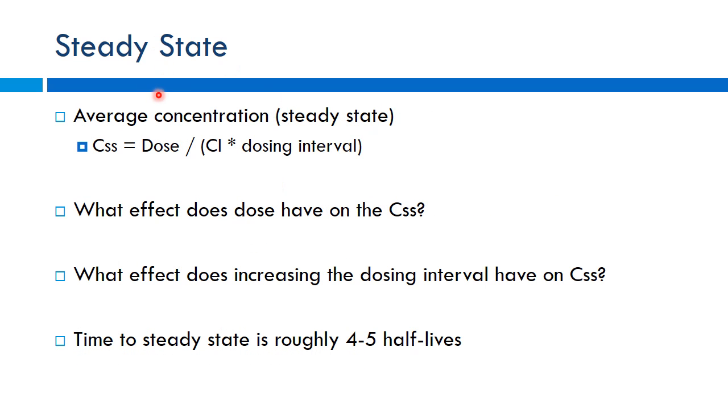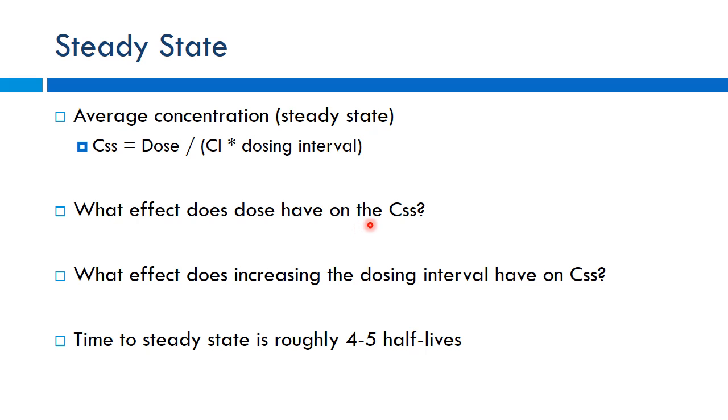Okay, so looking at this, we can say their average concentration at steady state is going to equal this. CSS is the variable for that. It's going to be equal to the dose divided by the clearance times our dosing interval. So what effect do you think dose is going to have on that average steady state concentration? If I increase my dose, it should go up, right? So I should see an average concentration at steady state go up if I increase my dose.